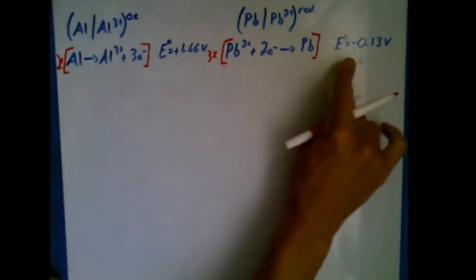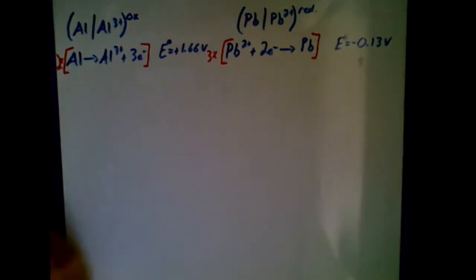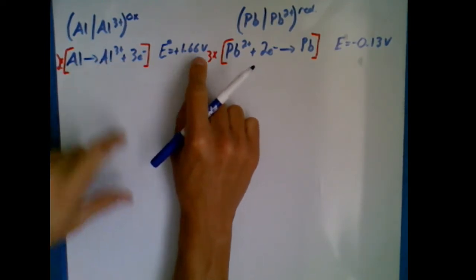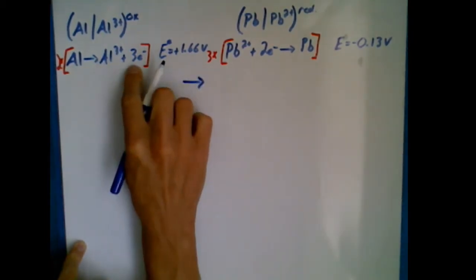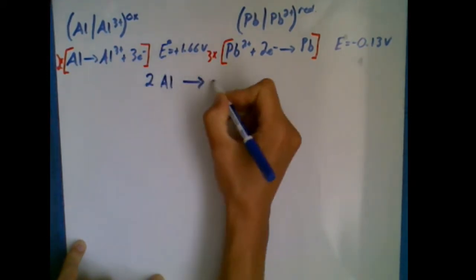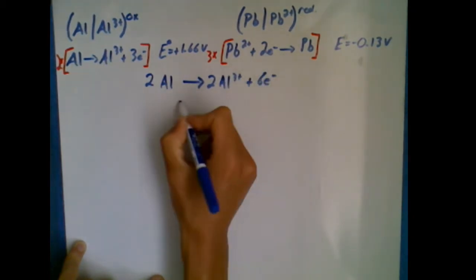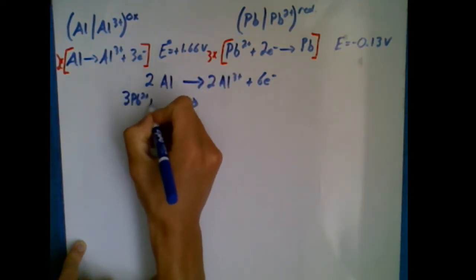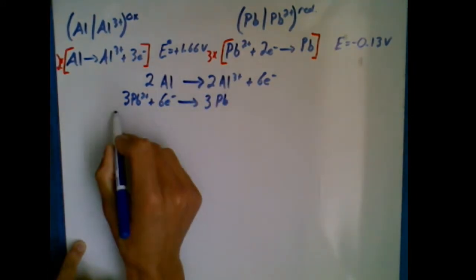And keep in mind, I did not actually include the potentials in that. The potential isn't about how many electrons move, it's about how badly that substance wants to lose or gain electrons. And that doesn't change whether it's 3 or 6 electrons that are moving. So what we're going to have in one equation is 2Al producing 2Al3+ plus 6 electrons, whereas our other equation is going to have 3Pb2+ plus 6 electrons, producing 3Pb.